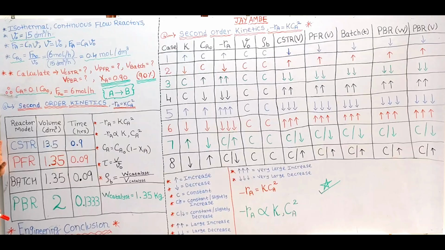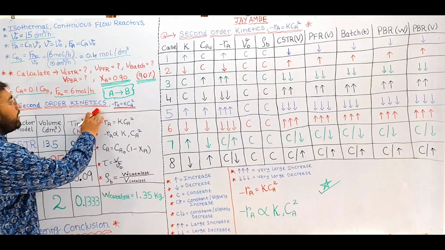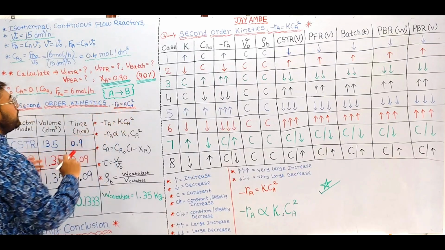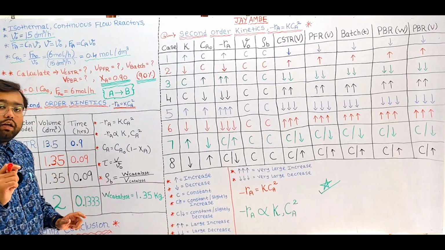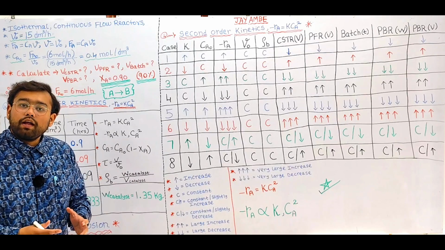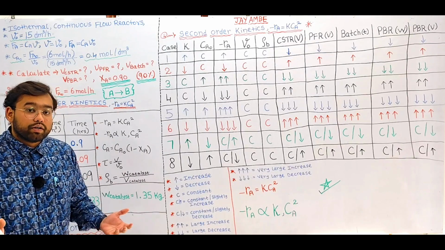Now the second reactor model which we have used is PFR, the plug flow reactor. Remember that again we have kept all the operating parameters constant. Now the reaction is carried out in the plug flow reactor. The reaction follows second order reaction kinetics with the given rate law -rA = kCA^2. Now in order to design the volume of the plug flow reactor, recall we have understood the fundamental concept of the performance equation, right?